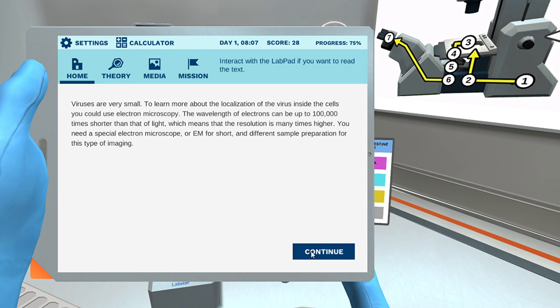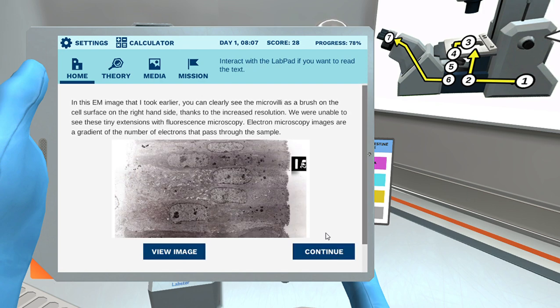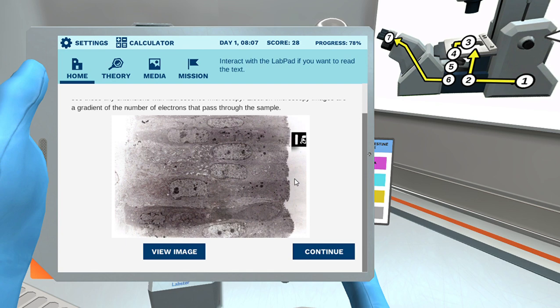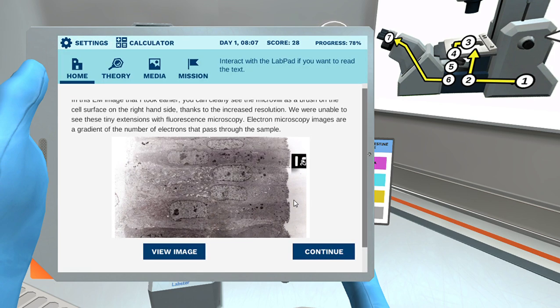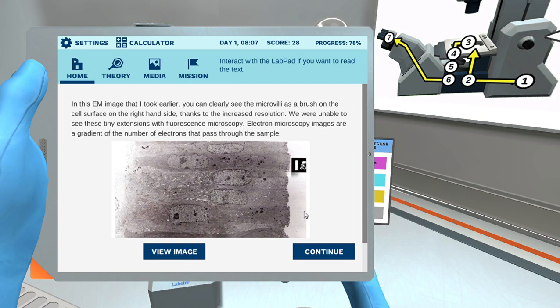The wavelength of electrons can be up to 100,000 times shorter than that of light, which means that the resolution is many times higher. In this EM image that I took earlier, you can clearly see the microvilli as a brush on the cell surface on the right-hand side, thanks to the increased resolution. We were unable to see these tiny extensions with fluorescence microscopy. Electron microscopy images are a gradient of the number of electrons that pass through the sample.